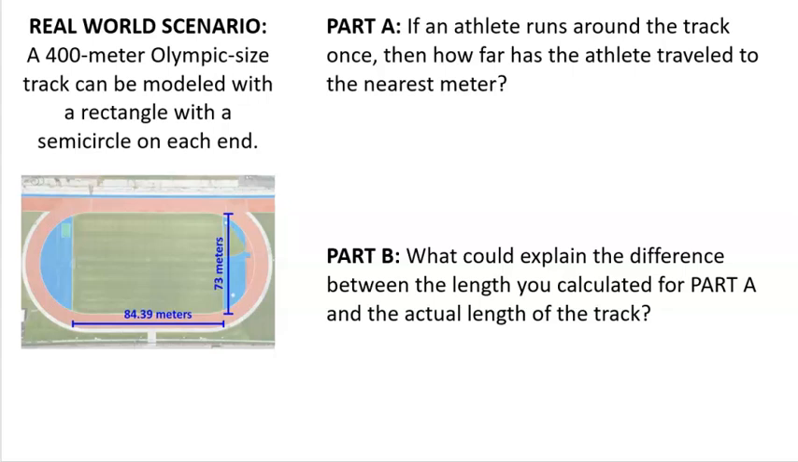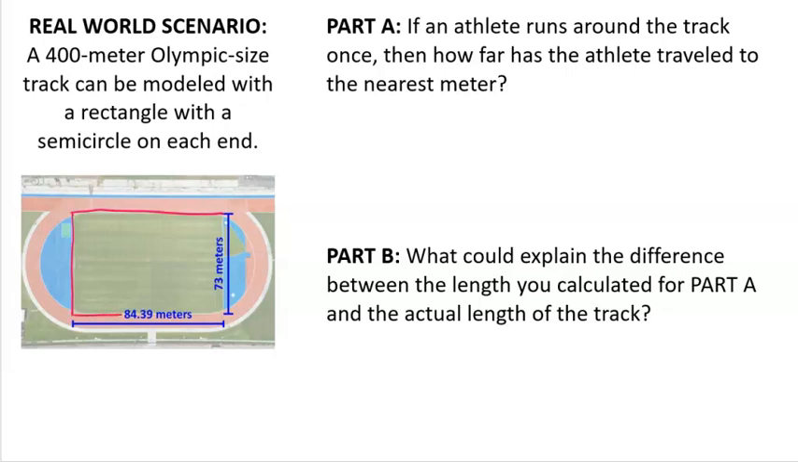We have a 400-meter Olympic-sized track, can be modeled with a rectangle and a semicircle on each end. And so it says if an athlete runs around the track once, then how far has the athlete traveled to the nearest meter? So they gave us this distance here, and this distance here, that's the field that's kind of in the middle.